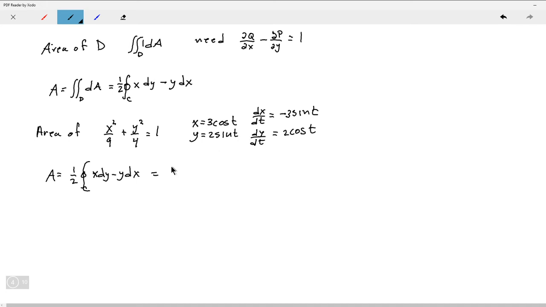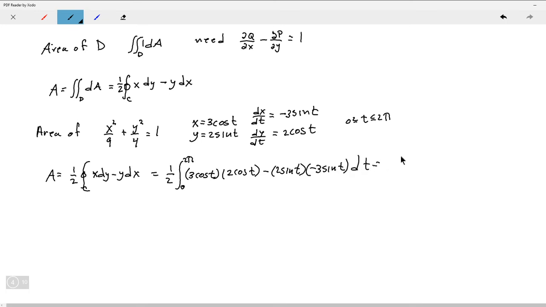Okay. So when I plug this in here, I'm going to get 1/2 the antiderivative. Now, going around an ellipse is the same as going around a circle. The angle is going all the way around, so we're going from 0 to 2 pi. That's where t is going, right? So what do we get here? We get x, which is 3 cosine t, times dy/dt, which is 2 cosine t, minus y, which is 2 sine t, times dx/dt, which is minus 3 sine t, and that's all dt.